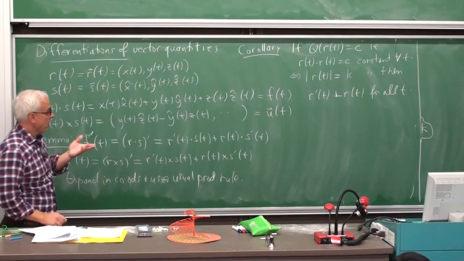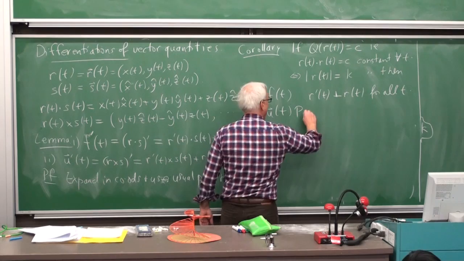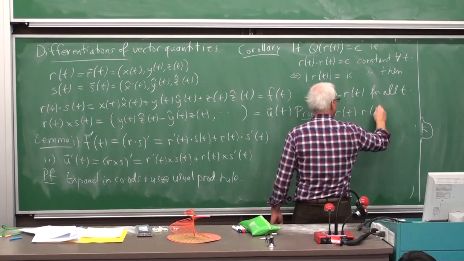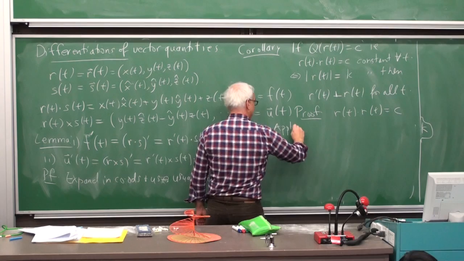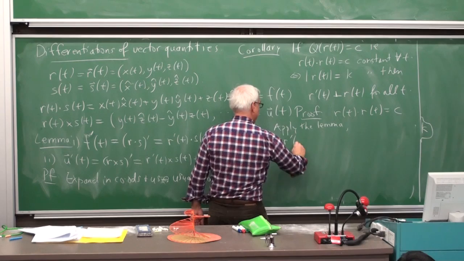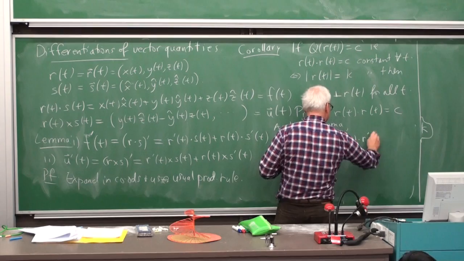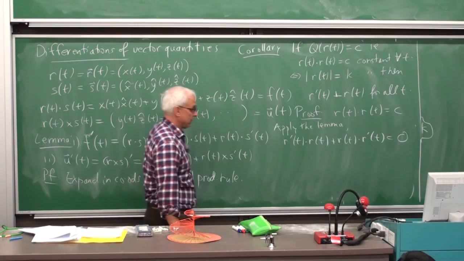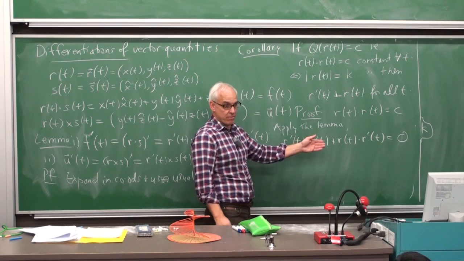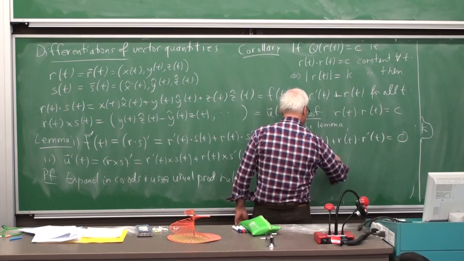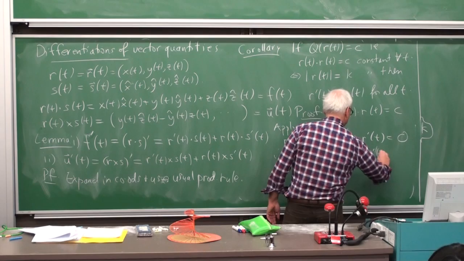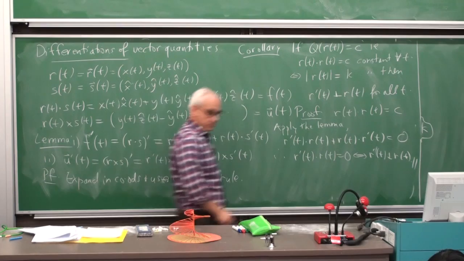And the proof is an immediate consequence of this first formula. We just take the equation r of t dot r of t equals c and apply the lemma. And we get that r prime of t dot r of t plus r of t dot r prime of t equals the derivative of c, which is zero, because it's a constant. And since these two things are the same, because it's a symmetric bilinear form, therefore r prime of t dot r of t equals zero, and that tells us that r prime of t is perpendicular to r of t. Okay, so it's a simple but useful little formula.